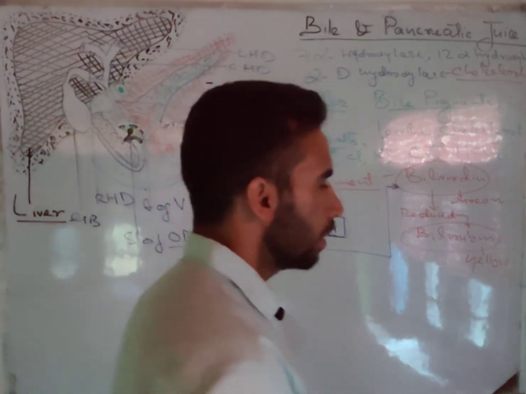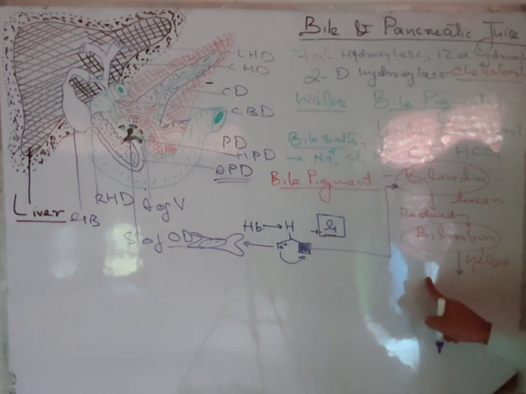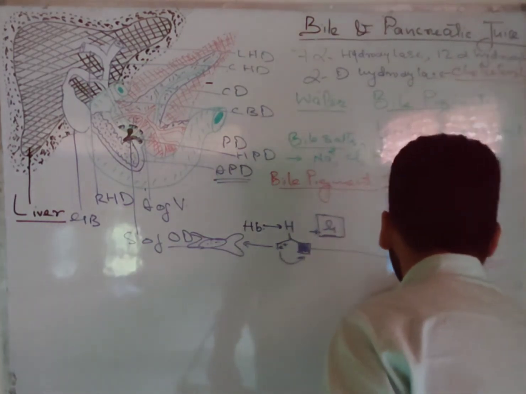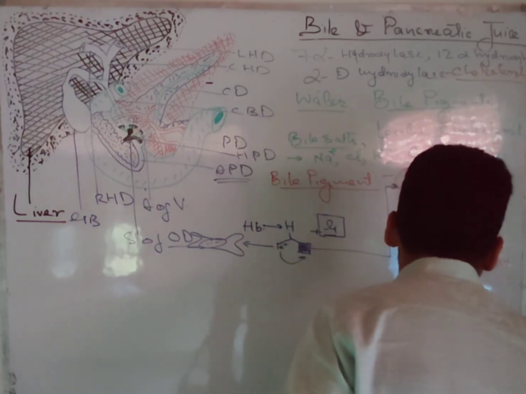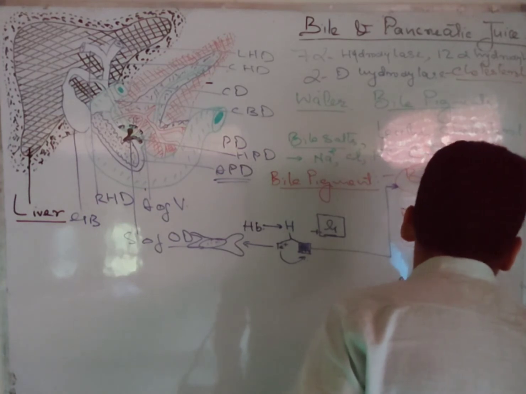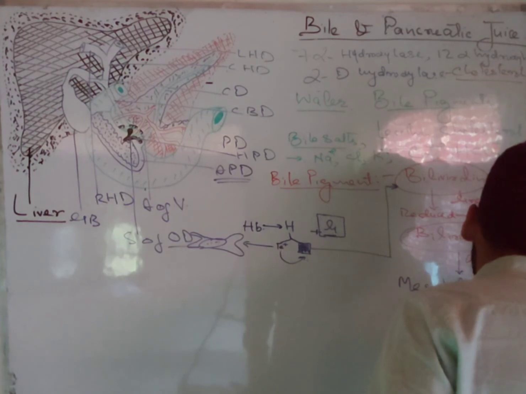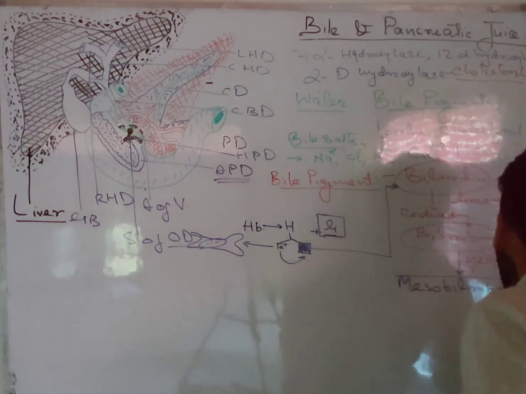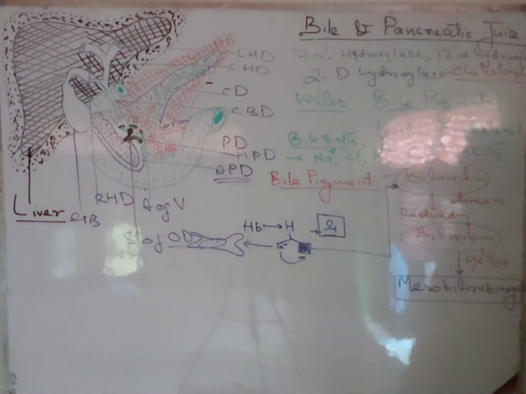And this bilirubin is further being reduced, and it is being converted into mesobilirubinogen. This is mesobilirubinogen. It is the reduced form of bilirubin.